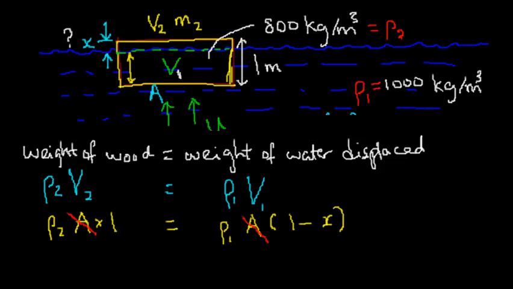So let me do some rearranging. I can rearrange this to make x the subject. So let me divide both sides by rho 1. Okay, rho 2 over rho 1 on the left. And then I have 1 minus x on the right. Then I want to solve for x. Okay. Continue working up here. So I'll move x to the left, and I'll move rho 2 over rho 1 to the right. So x is equal to 1 minus rho 2 over rho 1.